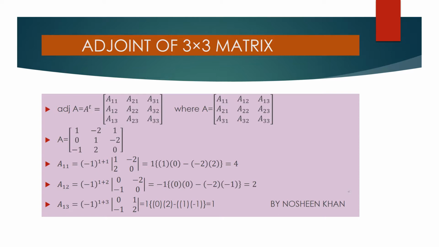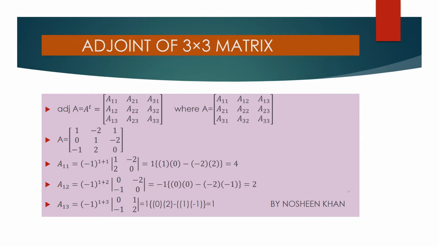Now in the cofactor A11, I wrote minus 1 power 1 plus 1. So minus 1 is part of the formula, and in the subscript is 1 1, so I will add this in the power 1 plus 1. Minus 1 power 2 will give you positive, because minus minus is plus. And then open 1 minus 2, 0 2 by the 2 cross 2 determinant method. So 1 multiplied by 0, minus, as per the formula, minus 2 multiplied by 2, which is equal to 4.